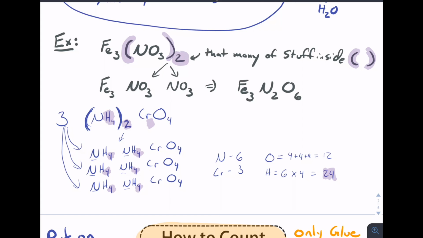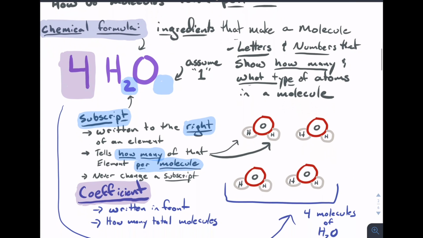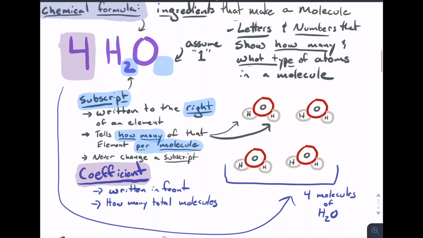So how do you read a chemical formula? We'll start up here at the top. The chemical formula is the ingredients that make up the molecule. It's a mixture of letters and numbers that tell us how many and what type of atoms are in a molecule. The little numbers underneath are called the subscript. They tell you how many of the element to the left you have per molecule, and the big number out in front is called the coefficient. It tells you how many molecules there are.